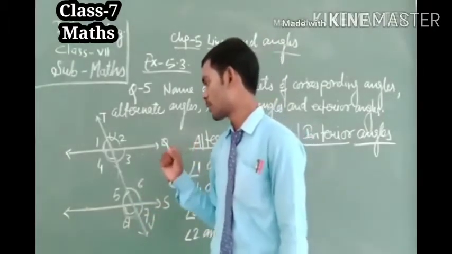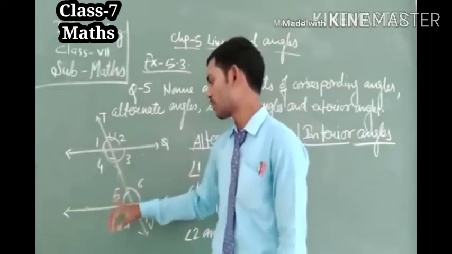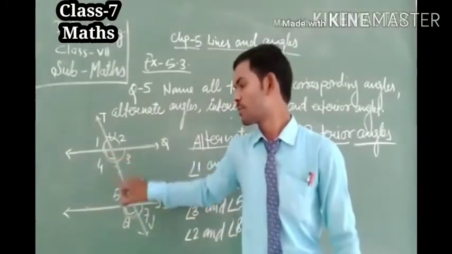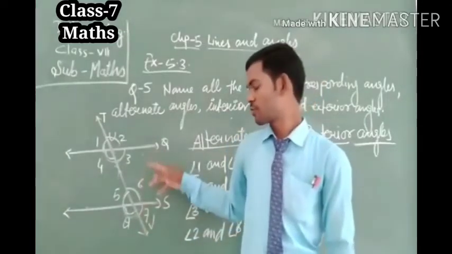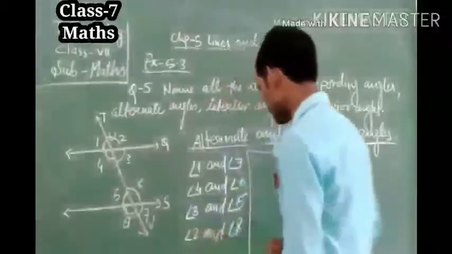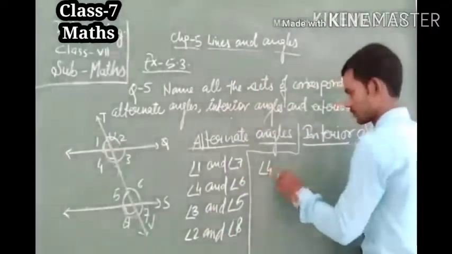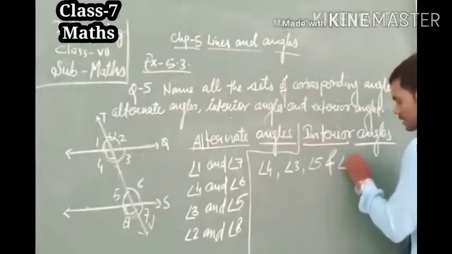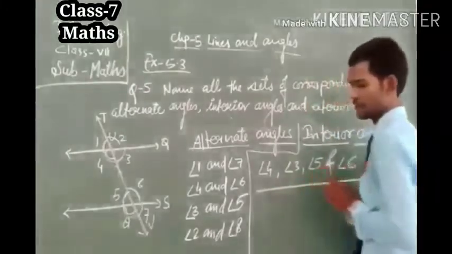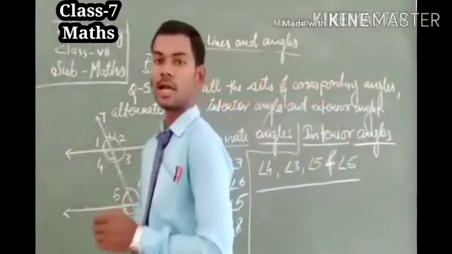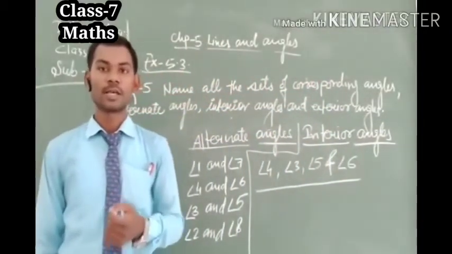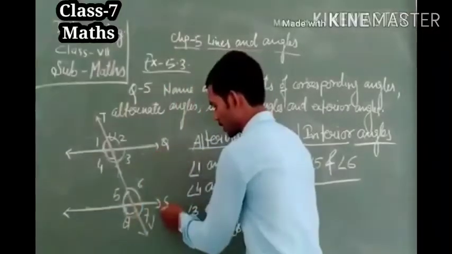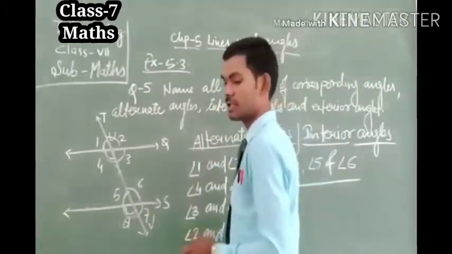So in the figure, we can see that angle 3, angle 4, angle 5 and angle 6 contain the line segment UV and also lie between Q and S. So angle 4, angle 3, angle 5 and angle 6 are the interior angles because they have the line segment UV and also lie between the given lines Q and S. Therefore, they are the interior angles.